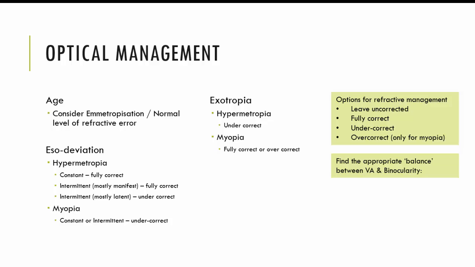And so this is one of those possibilities where you consider not correcting and instead watching that refractive error and looking for emmetropization. Because as you recall, we're expecting that eye to grow in axial length and the hypermetropia to reduce over time.